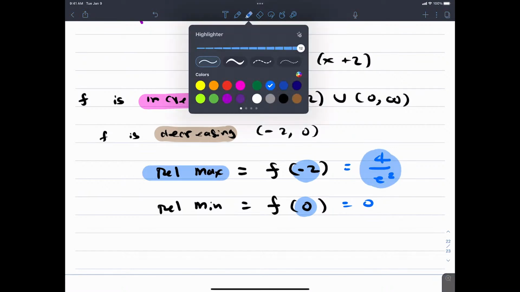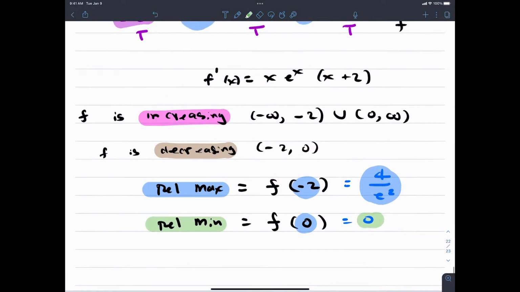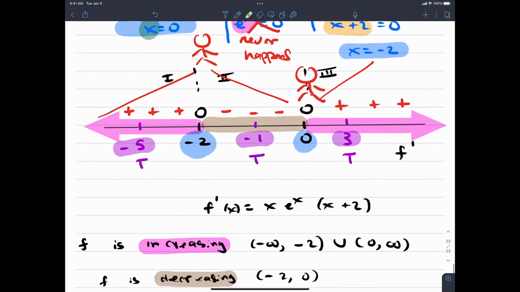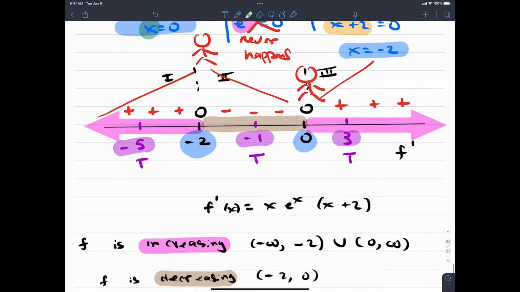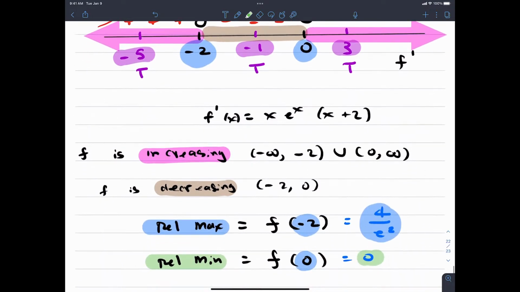And then relative min, like I said here, f of 0 is 0. All of that information comes from your what? First what? Derivative. That's what you guys have in Calculus 1. Right? First derivative. Where did you guys take it?